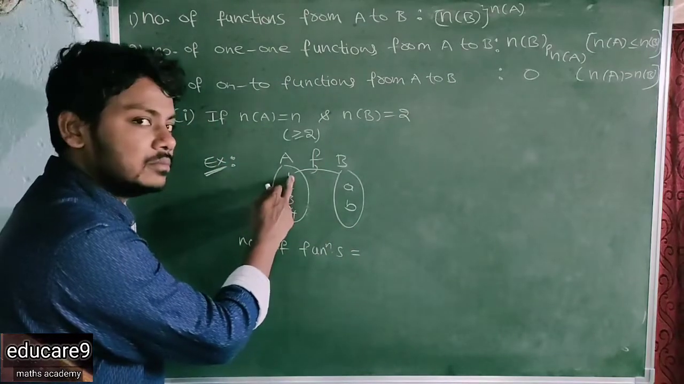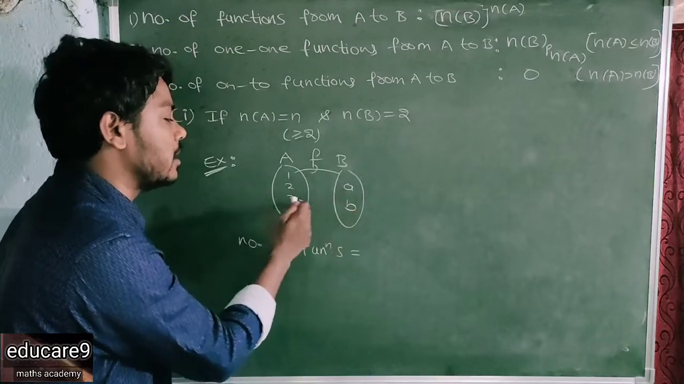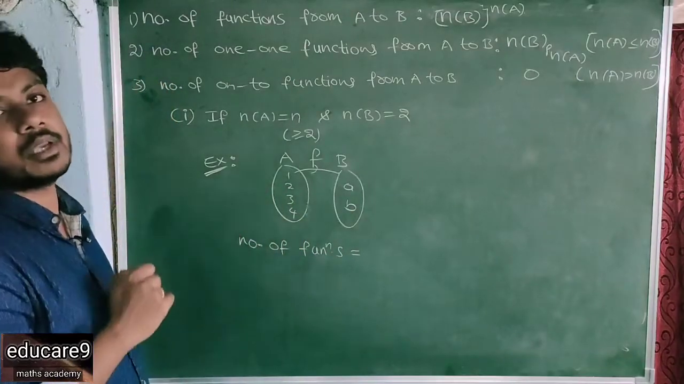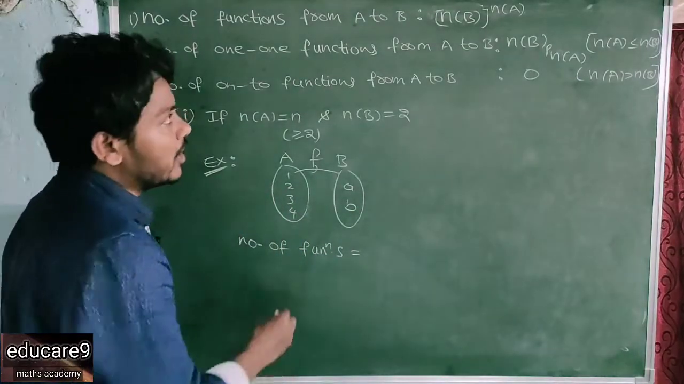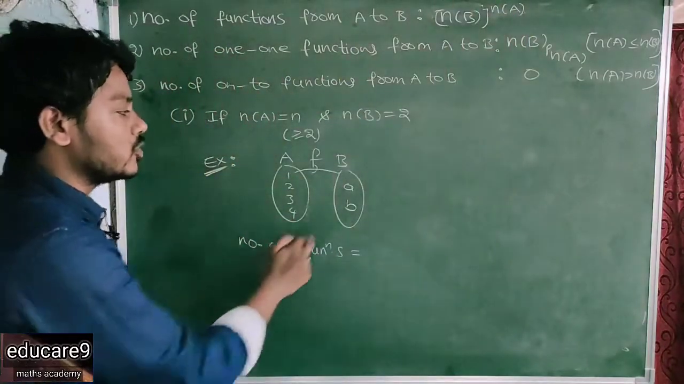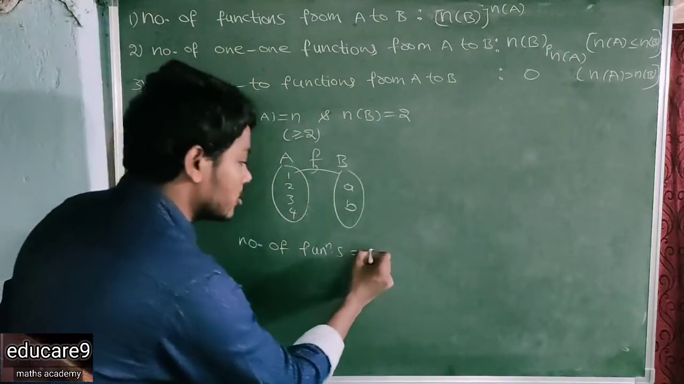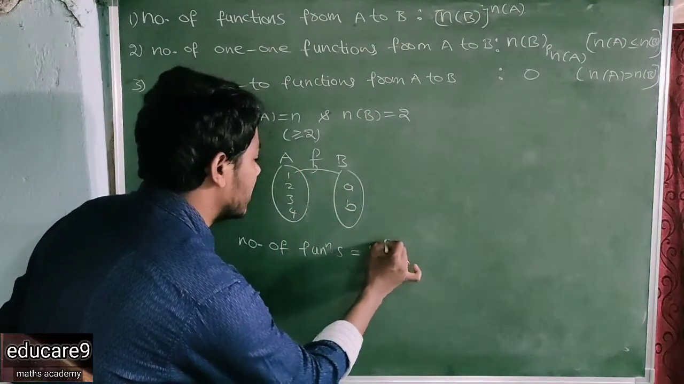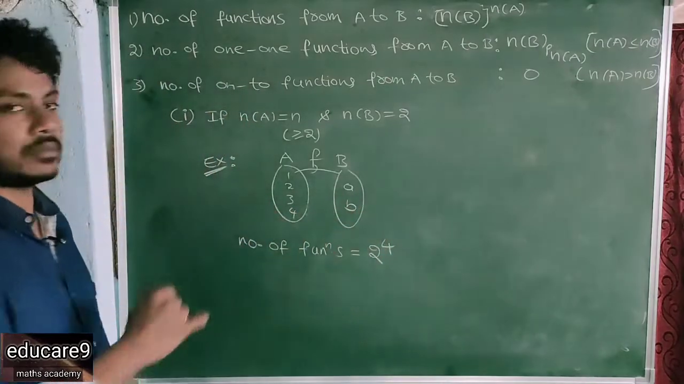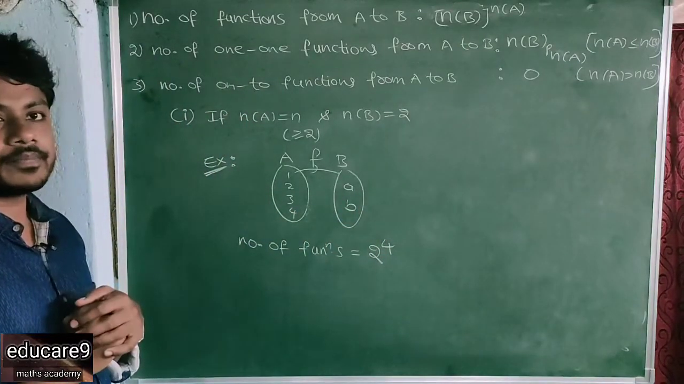Chance of 1, either A or B, and chance of 2, either A or B, and 3, 4 also either A or B. So clearly the number of functions is n(B) to the power of n(A). The number of elements in B is 2 and the number of elements in A is 4, so the total number of functions is 2 power 4. So these are the number of functions.